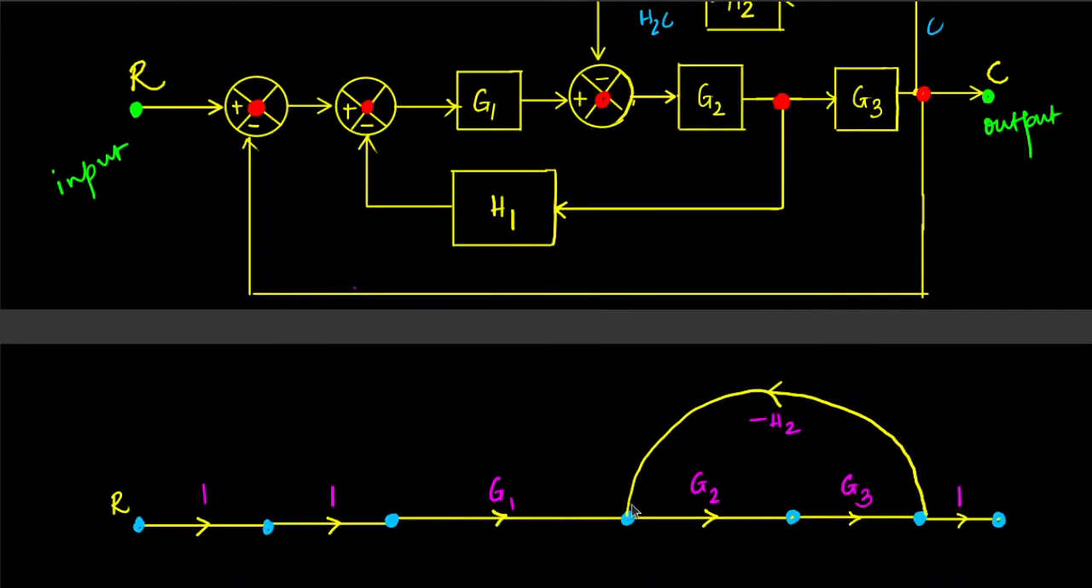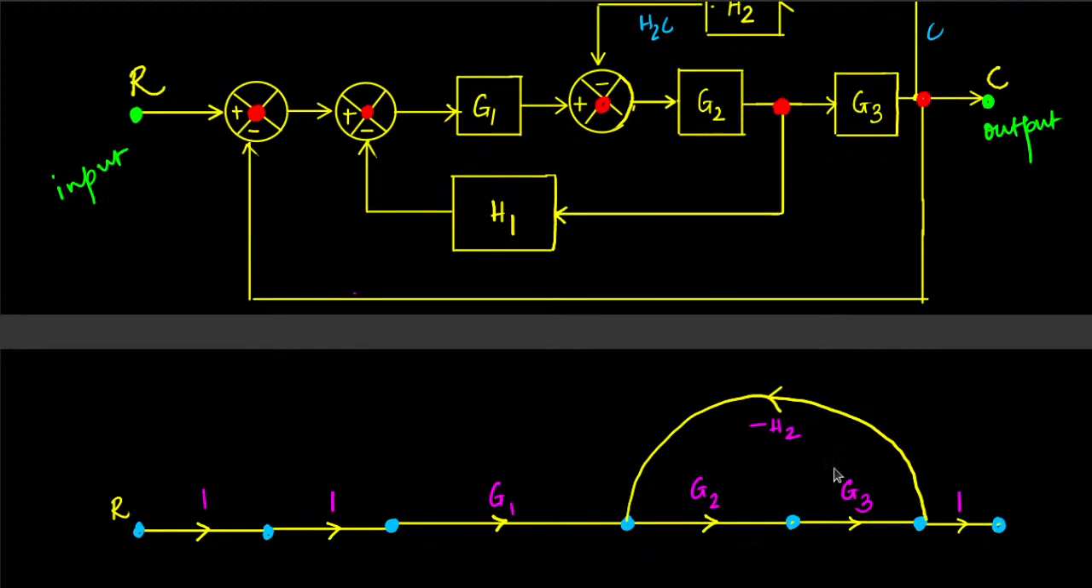So all these nodes can only add signals. They cannot subtract signals. So these two are getting added up here. Whatever signal comes into this gets added up here. So whatever signal comes from this direction and whatever signal comes from this direction gets added up at this node.